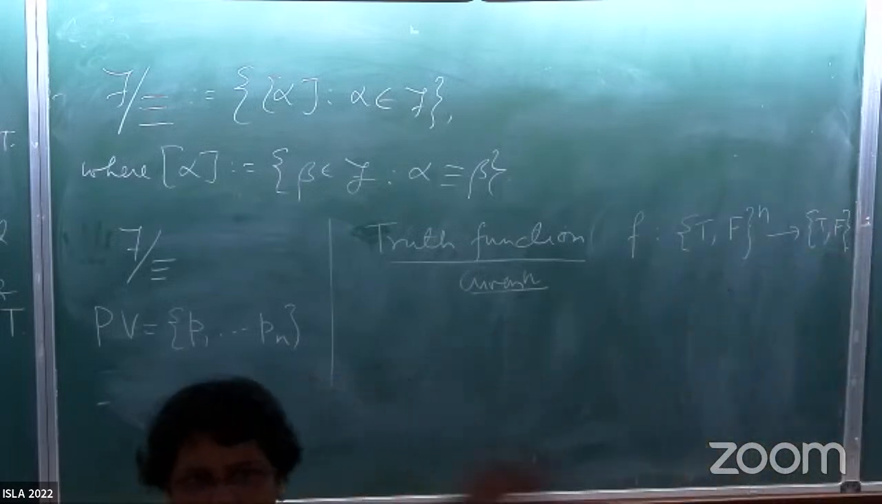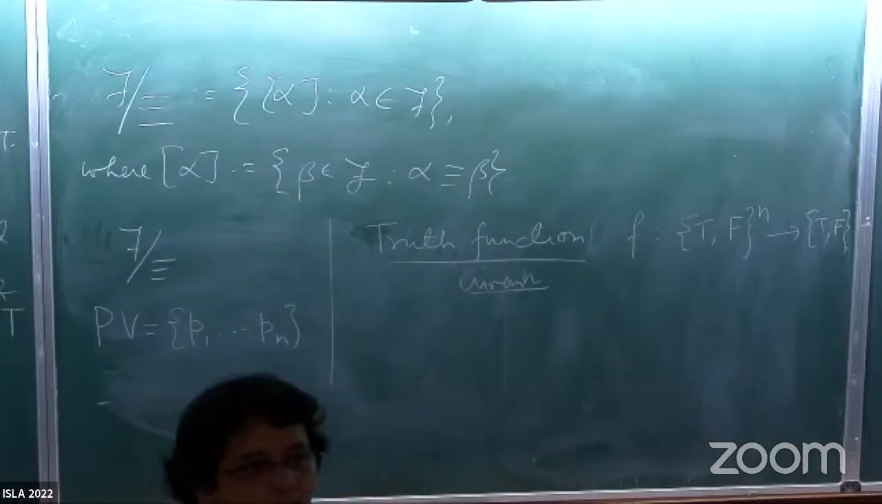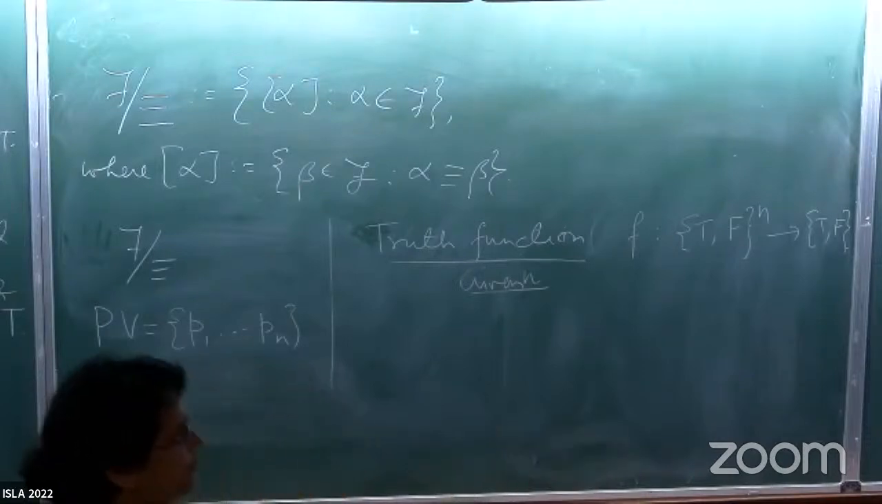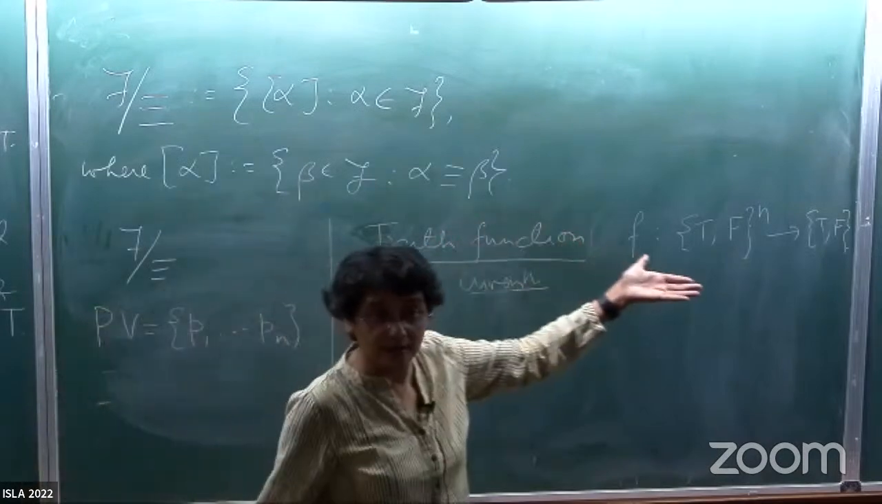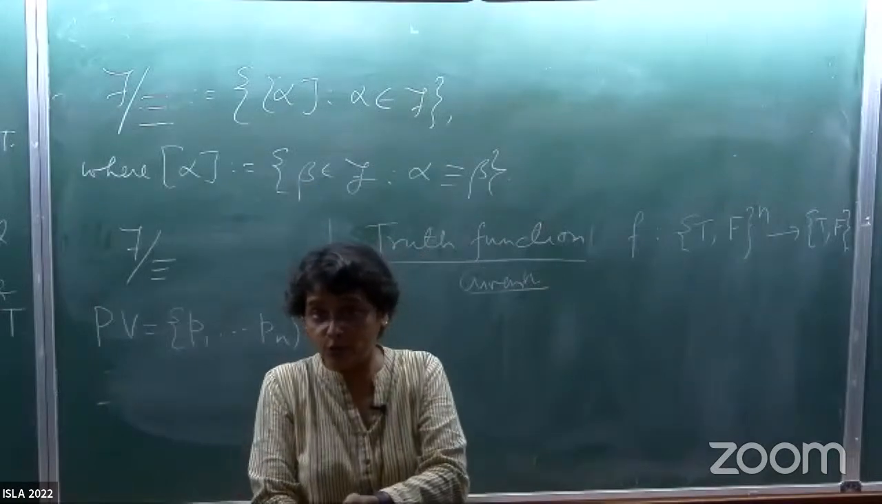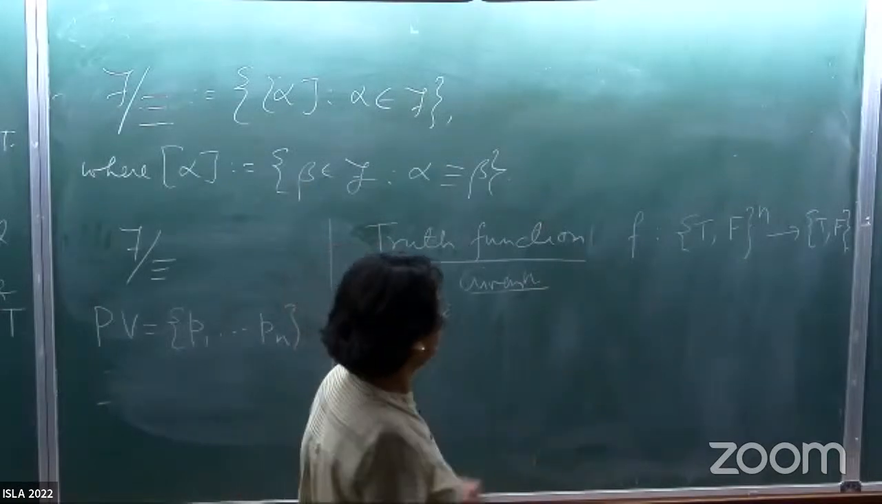For example, you've already met all these. For n equal to 1, negation is a truth function. For n equal to 2, and, or, implies, all these are truth functions, right? So this is just a general term for that. You can have various others. And, or, implies are, for example, very special binary truth functions, but there can be others.